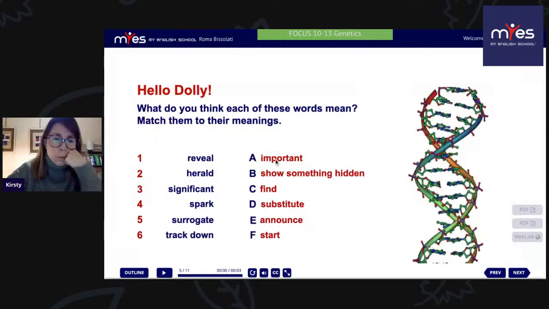Okay, let's move on. Hello, Dolly. Okay, what do you think each of these words mean? Match them to their meanings.